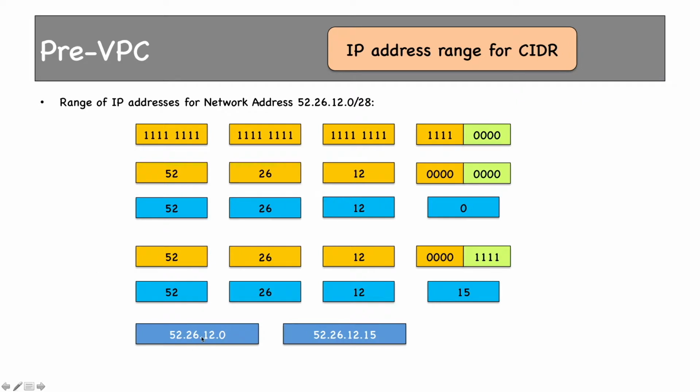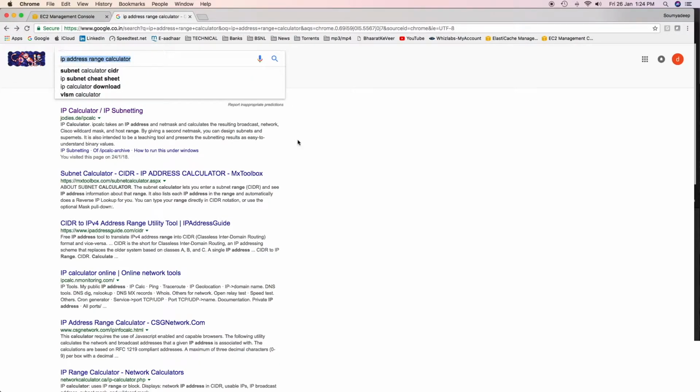Of course, the first one is for the router's private IP and the last one is for the broadcast IP. So the minimum usable IP would be 52.26.12.1 and the maximum usable private IP is 52.26.12.15. That's what we are seeing in the tool also. So just Google "IP address range calculator," and you'll find a lot of tools out there.